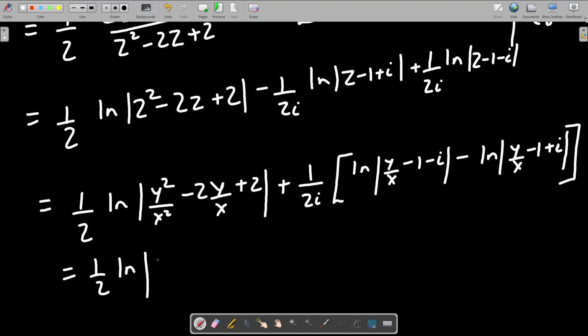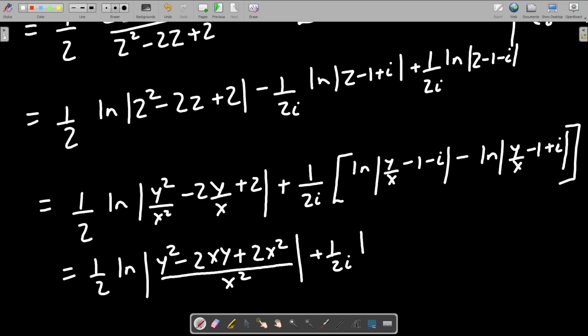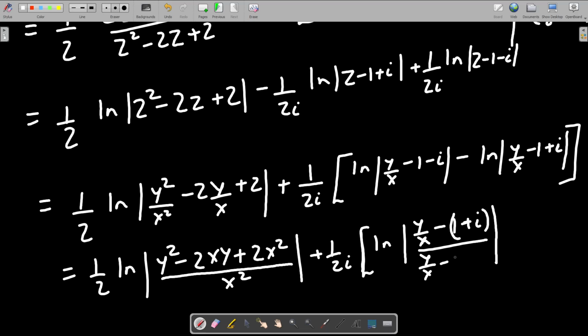So this will become half times ln of y square minus 2xy plus 2x square upon x square, and this will be 1 upon 2i bracket ln of, see now I'll just do the simplification, y by x minus 1 minus i, upon y by x minus 1 plus i. If I take this minus sign common, this plus will become minus 1.